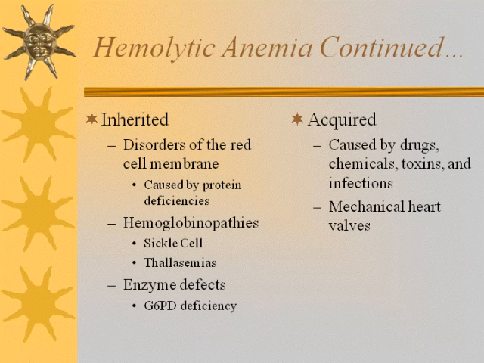A couple of inherited hemolytic anemias: maybe you have problems with the red cell membrane itself. This happens a lot when you have protein deficiencies. Maybe you have inherited what we call a hemoglobinopathy. This is where sickle cell disease falls, and then certain thalassemias that you probably read about in the past. We're going to talk about these more in just a second. Also, genetically, you can inherit enzyme defects, and the main one we're going to talk about is G6PD deficiency, which we'll talk about again in just a minute.